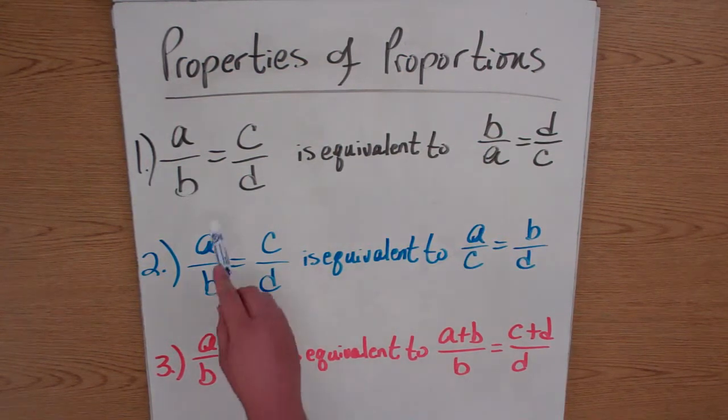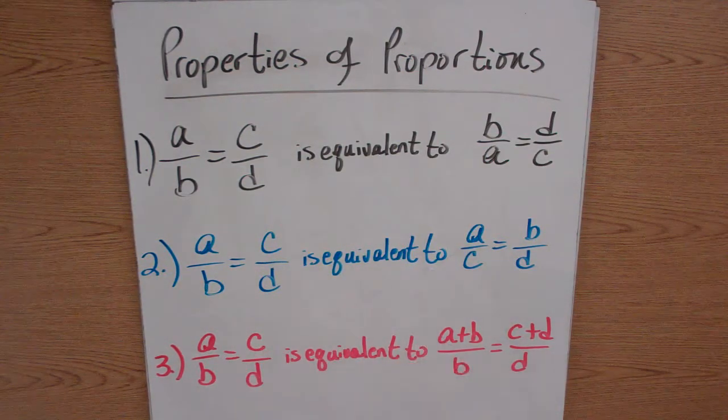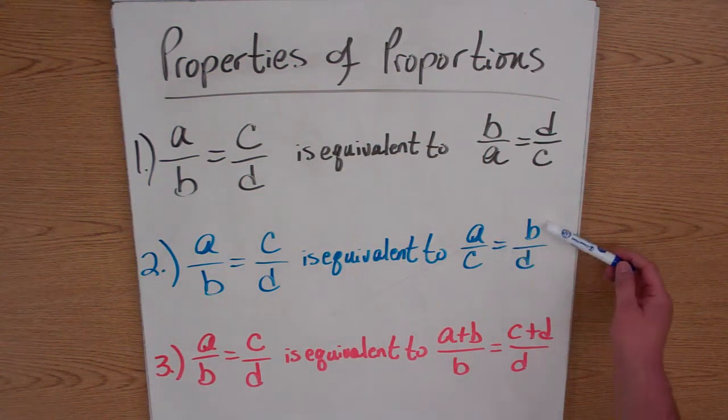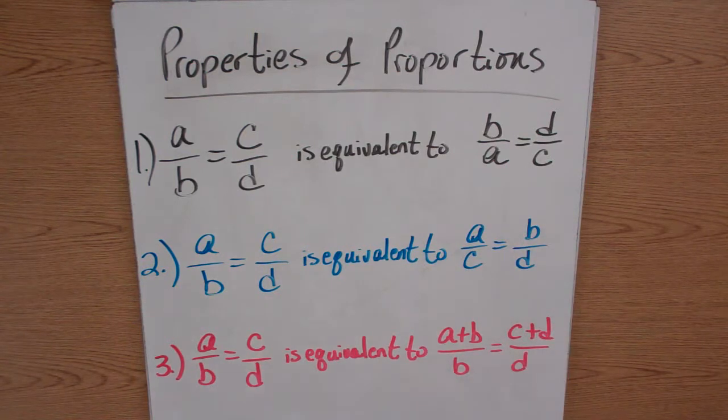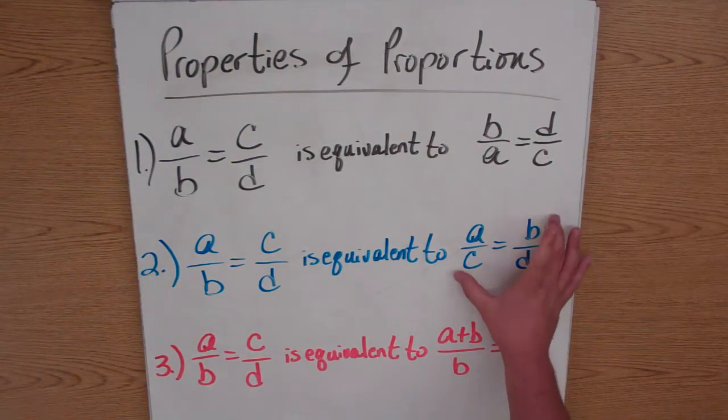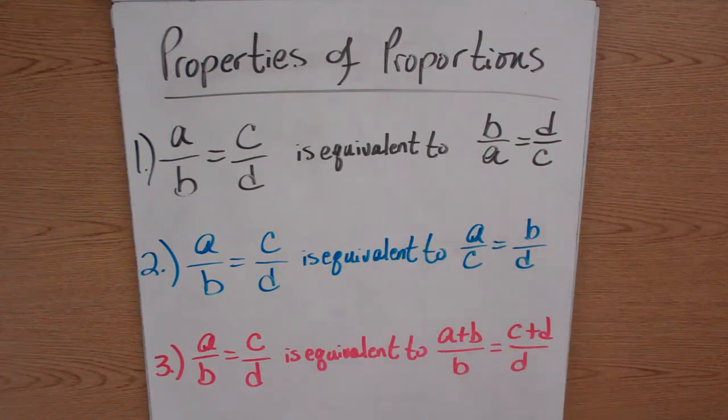Number two, A over B equals C over D is also equivalent to A over C equals B over D. As you can see, all we did was switch the two means. Okay, remember the means are the numbers in the middle. All we did was switch the two means. It doesn't change what you're multiplying together because you still get A times D equals C times B. It doesn't change what you get, all right?